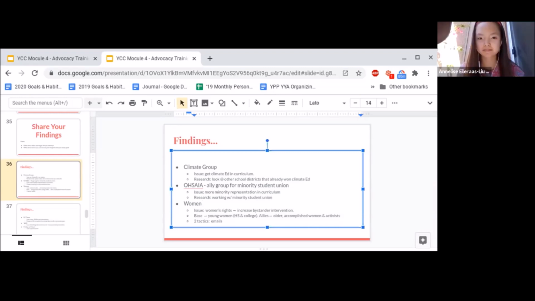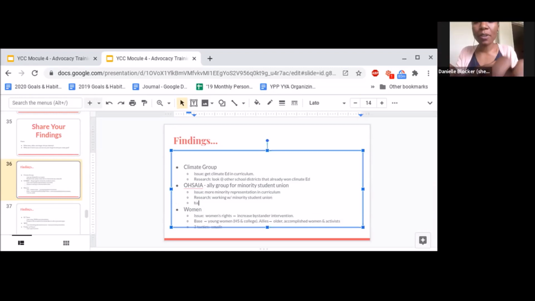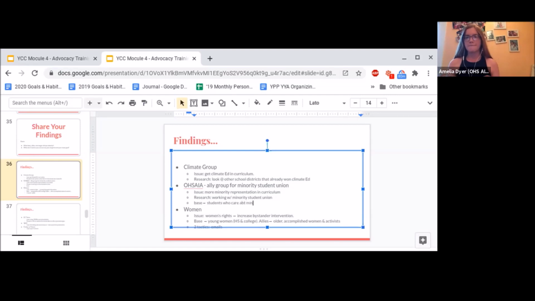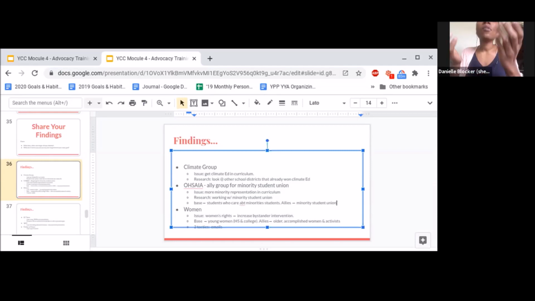OHSAIA, who's your base and who are your allies? Okay, thanks for presenting. So we would say that our base is the people who also care about minority students and how the educational system doesn't fully represent them. Okay, and who are your allies? Our allies would probably be our minority student union at our school. Okay, very good. So your base being the people in your group, and students who might join your group who care about minority students, and then the allies being the minority student union. Beautiful. And two tactics.